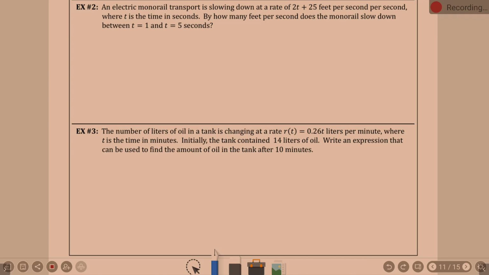Let's look at number 2. An electric monorail transport is slowing down at a rate of 2t plus 25 feet per second, where t is the time in seconds. By how many feet per second does the monorail slow down between 1 and 5 seconds? So the integral of 2t plus 25 will get us the velocity, which is what we want.